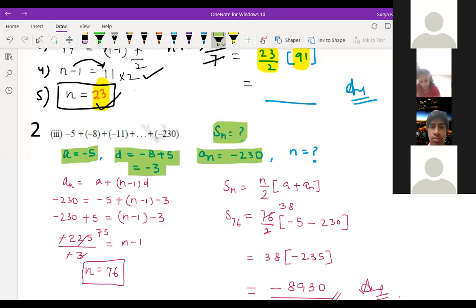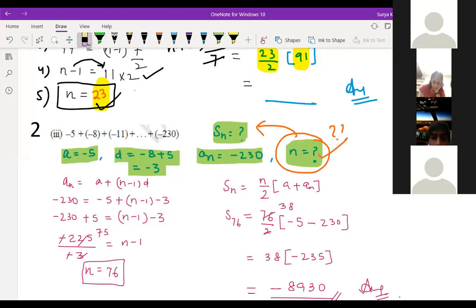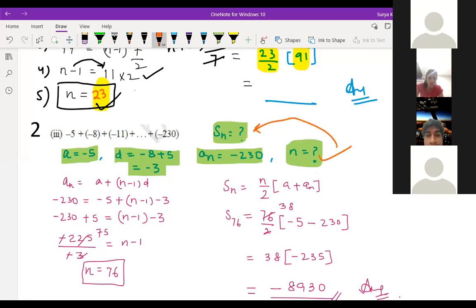I told you, children, that if n is not known, we can't find the sum. Our first aim is to find n. Understood? Then only we can reach this place. Understood, Javian? Yes, sir. Without n, we can't find Sn. So first of all, our aim is to find n. Then we move to Sn. So n we find by this formula.